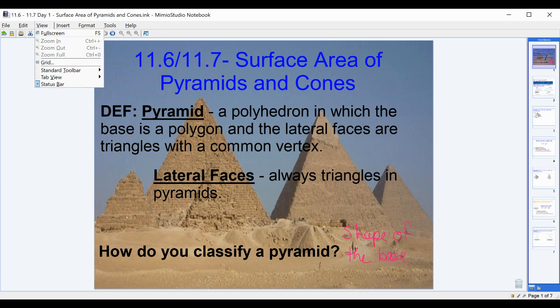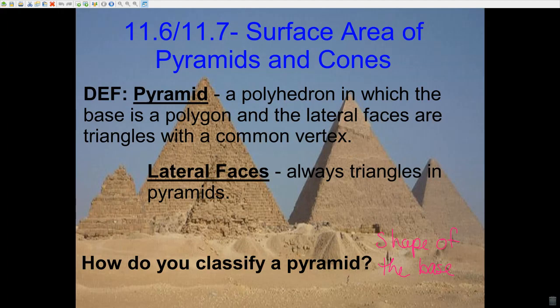Alrighty, going to 11.6, 11.7. These are going to include everything from the surface area of a pyramid and cones, but also it'll have the volume of pyramid and cones. So you have a definition up there.